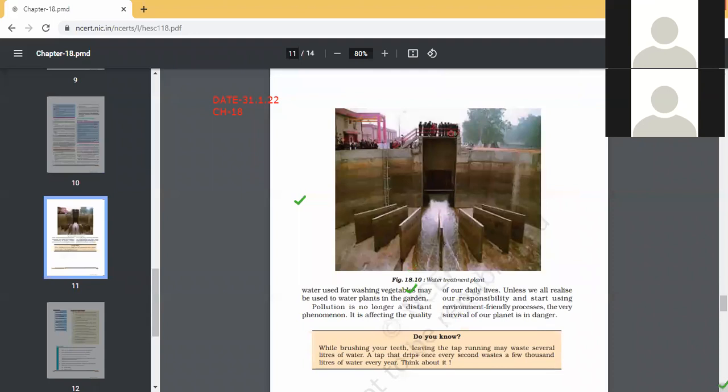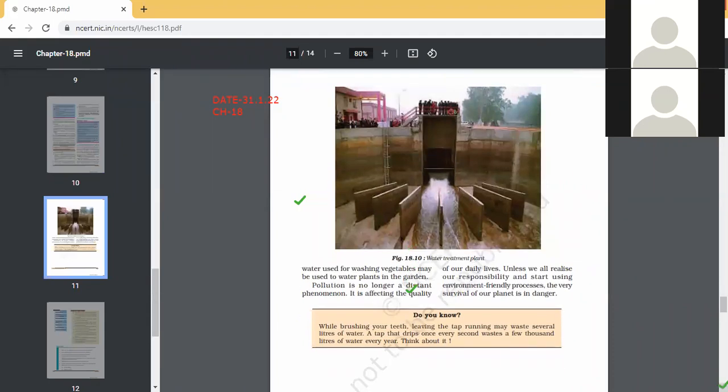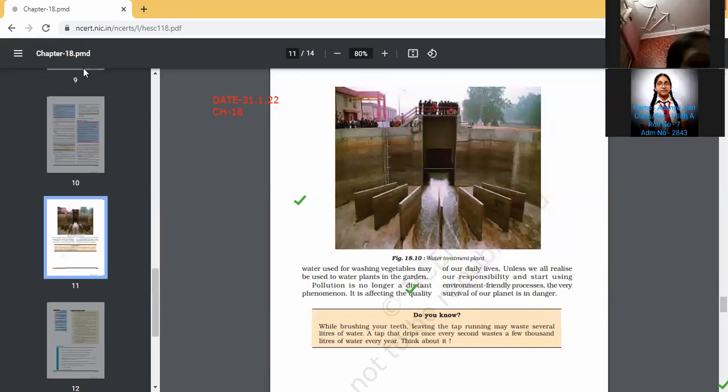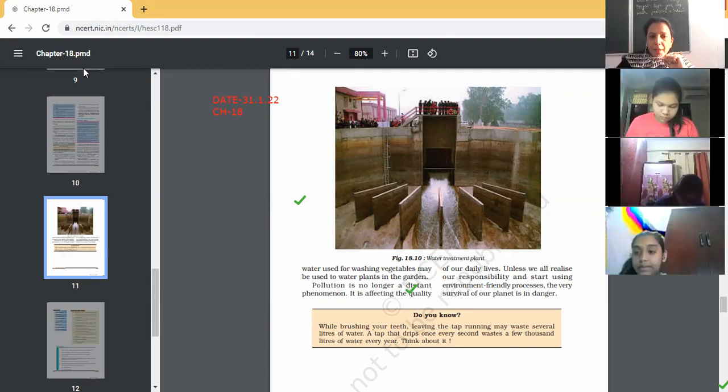Okay, so this is a wastewater plant, and I hope you already know what steps are taken. Four different steps are taken to clarify the water. Okay, so what steps should you take while saving water? How can we save water? So here are a few. While brushing your teeth, leaving the tap running may waste several liters of water. A tap that drips once every second wastes a few thousand liters of water every year. So think about it. Water is very precious. So we should save each drop of water. As you know, on World Water Day, you make many posters to save water, but actually you need to do that also.